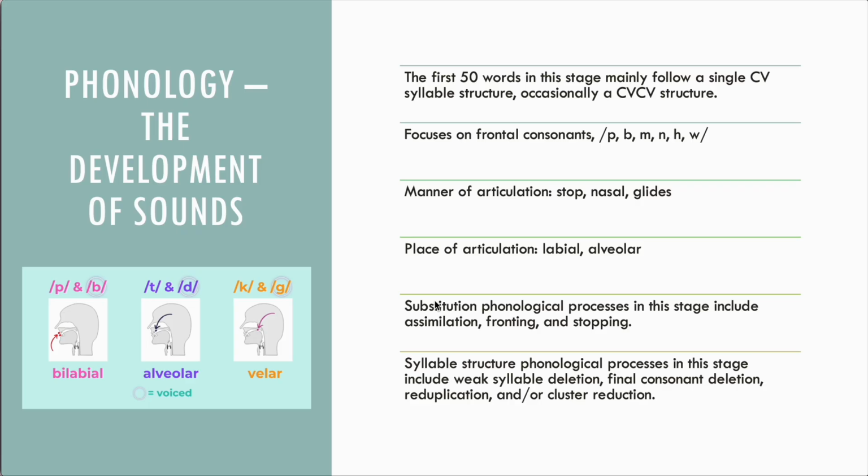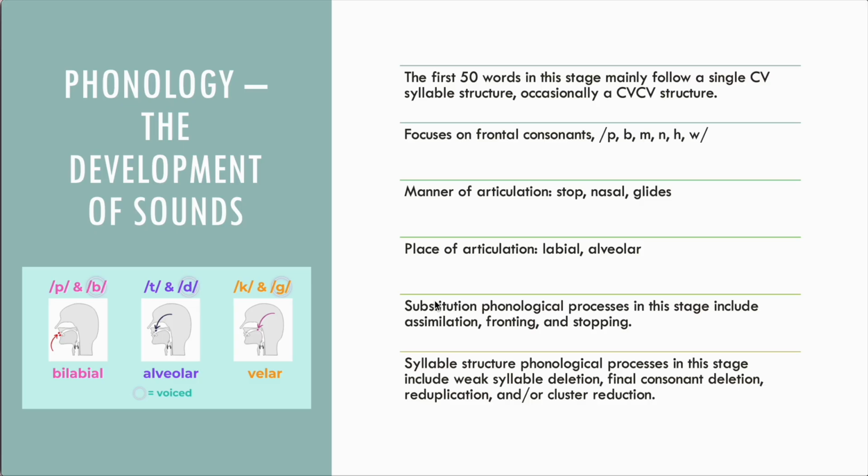Place of articulation describes where the airflow is being constricted in the vocal tract while a consonant is being produced. In the first word stage, labial and alveolar are the places of articulation. Labial refers to the use of the lips in production, so p and b, and alveolar refers to the tongue at the alveolar ridge, or hard palate, so sounds like t, d, and s.